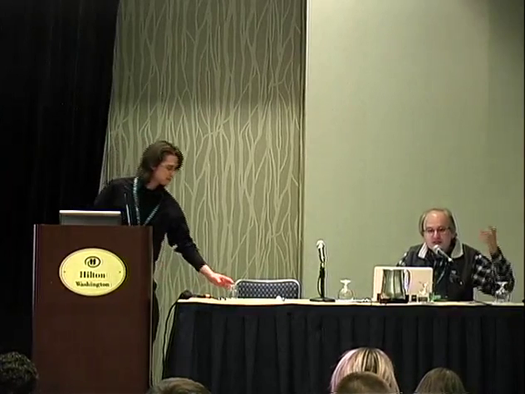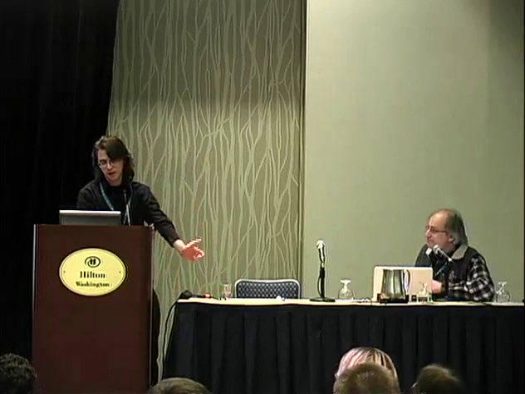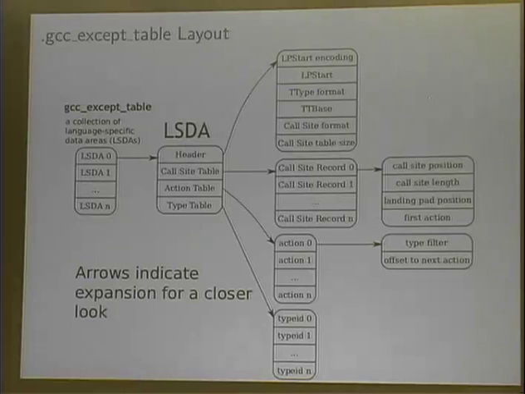I was able to find a couple of outdated mailing list references to this sort of thing, describing how exception handling, the mechanism that's present in just about every compiled executable, works. And James was able to find more. So all right, this is the format of the GCC except table.